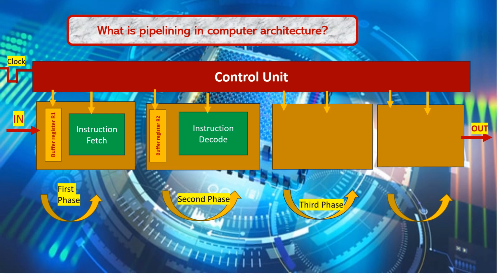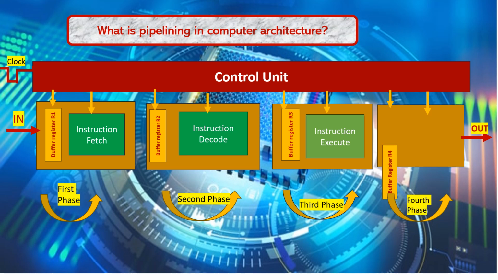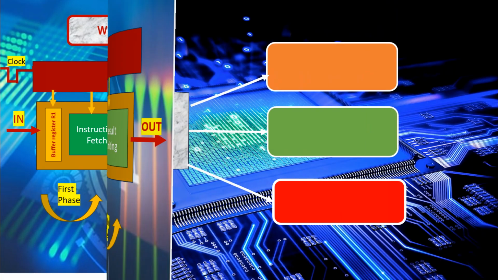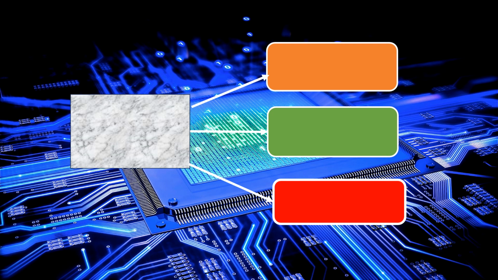Then in the third phase, you can see it is instruction execute. After decoding the instruction, the processor understands what to do, and after understanding what to do, it executes the instruction. Then in the final stage, which is the fourth stage, the result of the instruction is written in the proper format, so that the result can be transferred as an output. So this is the whole instruction cycle. Now you have understood the cycle of instruction.